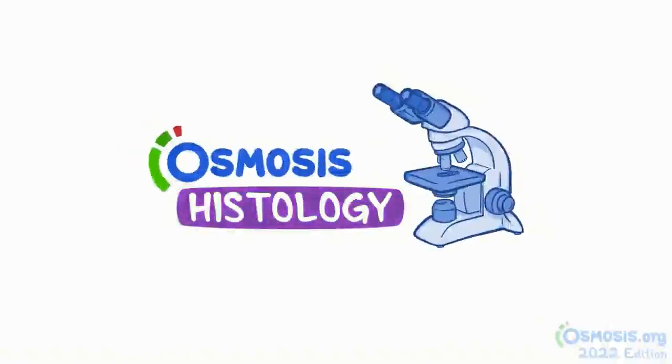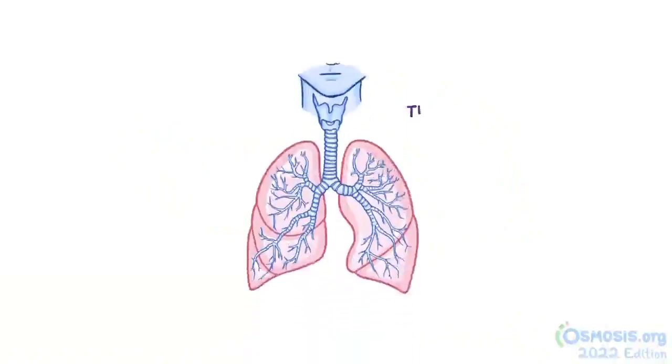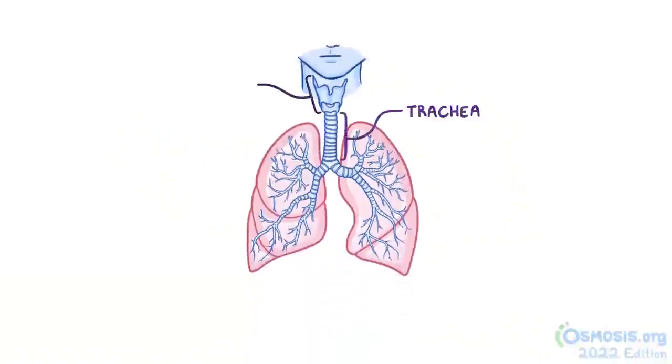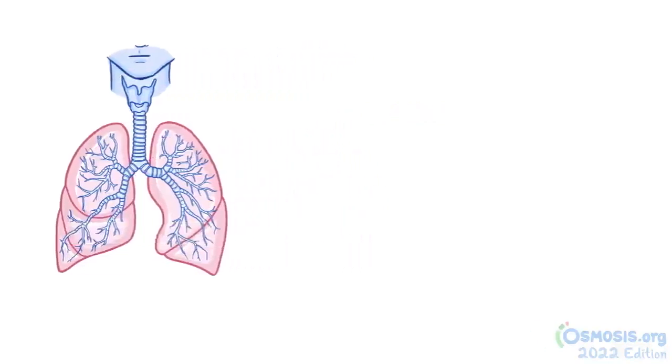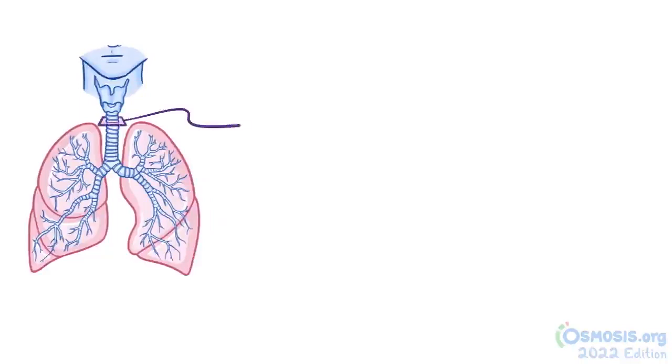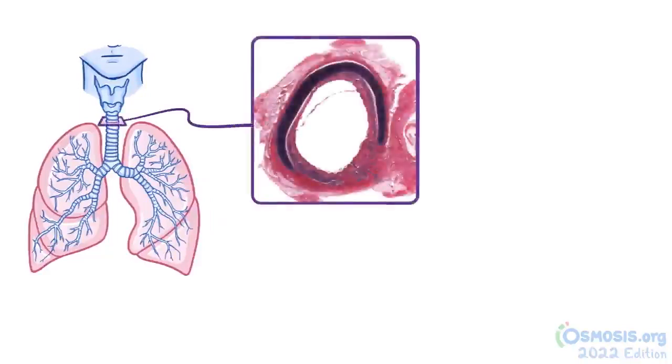Now, let's get a closer look. The trachea is the large airway that extends from the larynx and divides into two primary bronchi. Because the trachea and bronchi share similar functions, their walls are composed of similar tissue types as well, but with a few key differences. Let's first look at a low-power image of the trachea, stained with hematoxylin and eosin, or H&E for short.